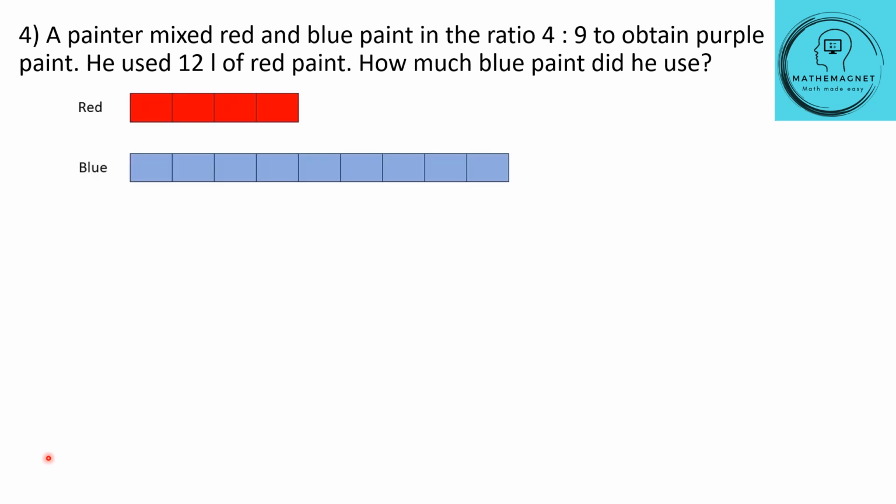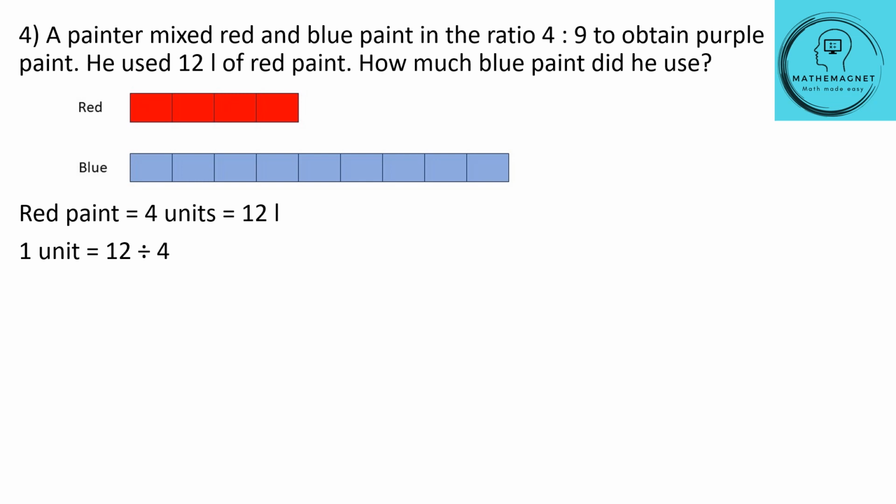Let's begin by drawing the bar model. Now we know the ratio of red is to blue is 4 is to 9. So red will have 4 units and blue will have 9 units. And now we know the red paint that he has used is 12 liters. So which means these 4 units will be equal to 12 liters. We need to know how much blue paint he has used.